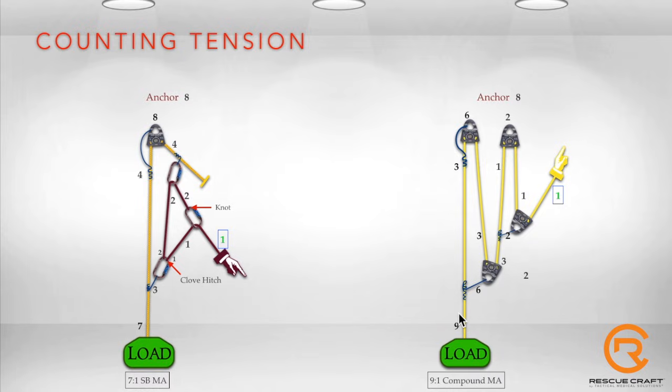So we've talked about simple mechanical advantages, we've talked about complex mechanical advantages, and that's our compound mechanical advantages, where they're compounding each other by putting an MA on top of an MA.